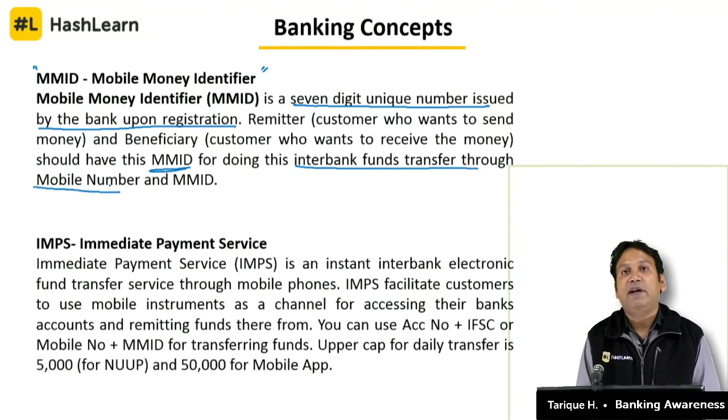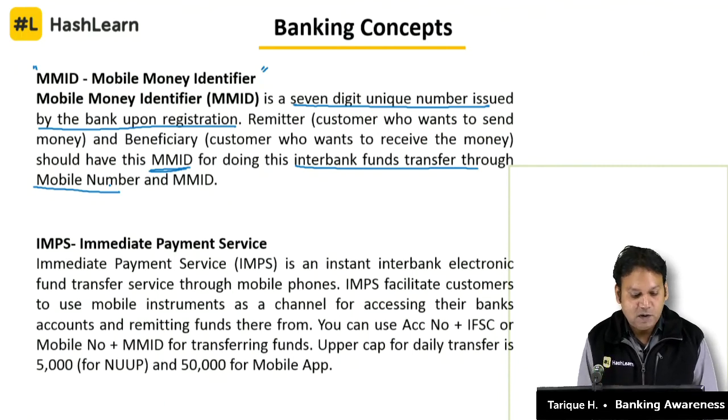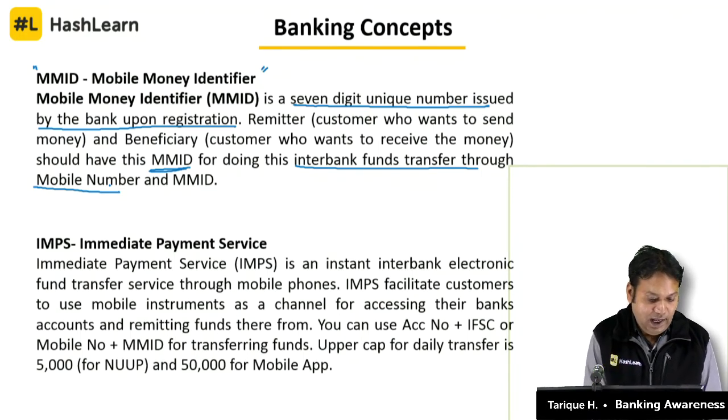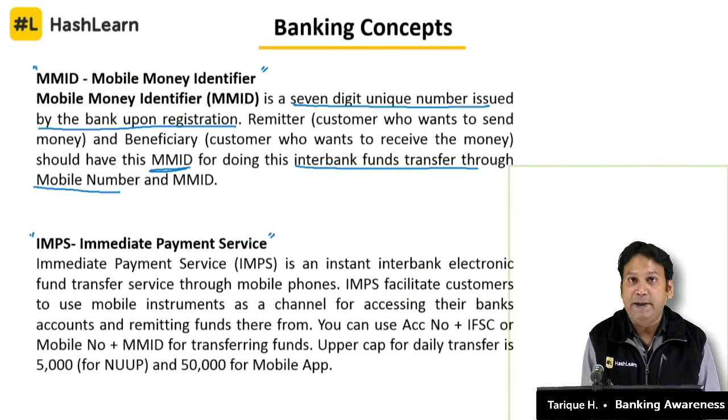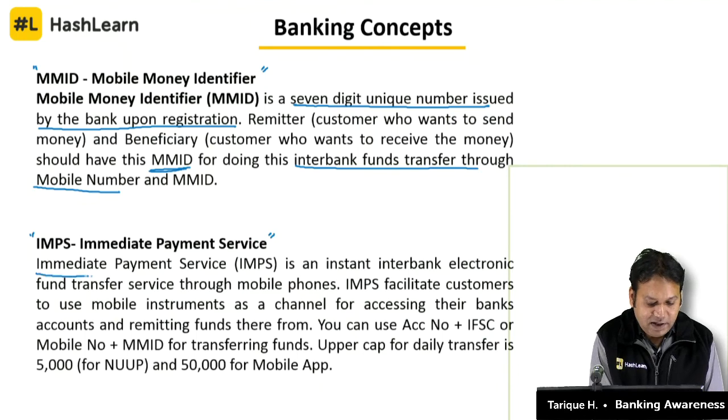So if you are transferring money through mobile number, this MMID is there in your app. You can find out from your bank also, and if you go to your bank website, they'll give you a number. You can dial that number to find out your MMID, that is, Mobile Money Identifier. And IMPS is a service which uses MMID. MMID is a 7-digit unique code issued by a bank to both the person sending the money and the one who is receiving the money. And this code is used by what? It is used by IMPS, Immediate Payment Service.